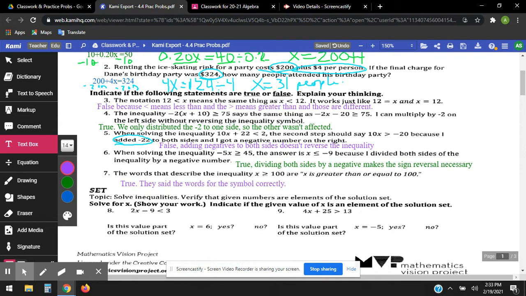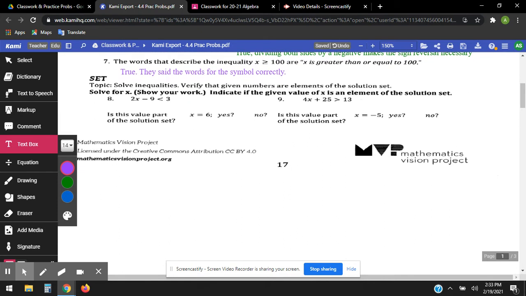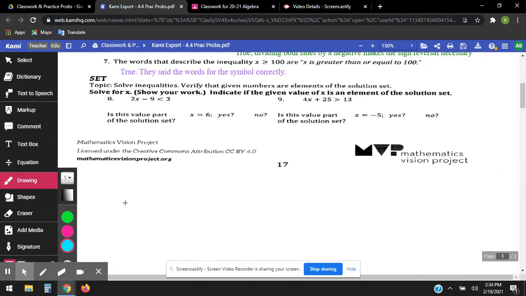We're starting to see some rules now for these inequalities. Next, we want to solve these inequalities and verify whether the answer is part of the solution or not. So, going to show our work. For this one, we are going to start with getting rid of the minus 9. So that's a plus 9. So 2x is less than 3 plus 9, which is 12. Make sure we put the right symbol in there. Got to get used to that.